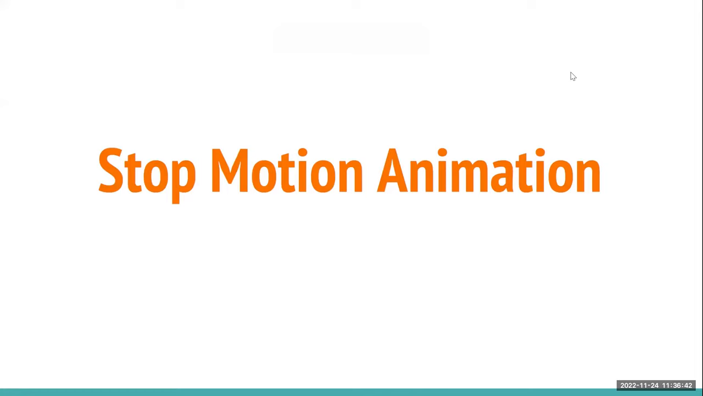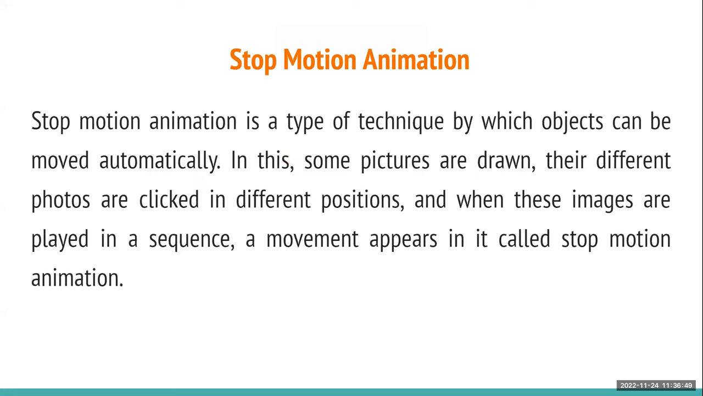So first of all, we will learn what stop motion animation is. Stop motion animation is a technique by which objects can be moved automatically. In this, different photos are clicked in different positions. And when these images are played in a sequence, a movement appears. That is called stop motion animation. Basically, we create an illusion of motion: the pictures are not moving in reality, but it creates an illusion of motion and we feel these pictures are moving.